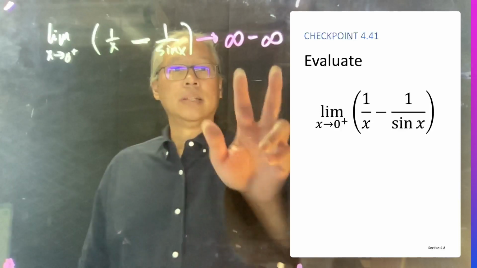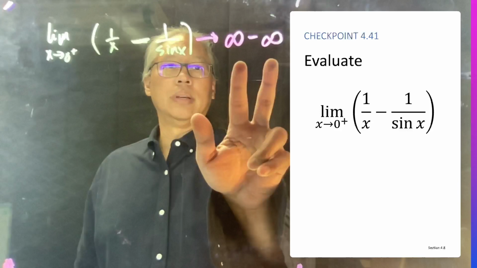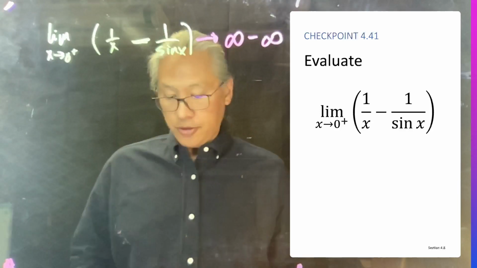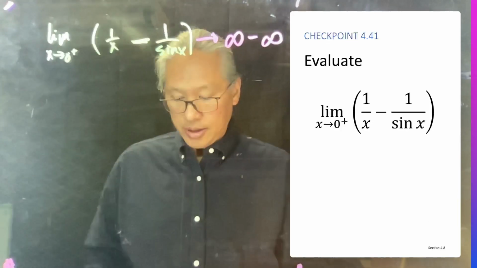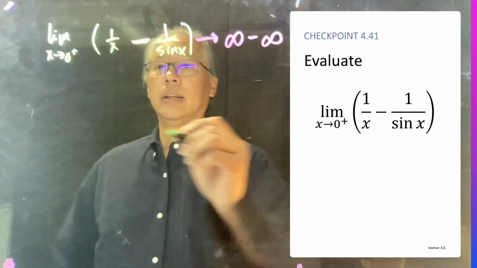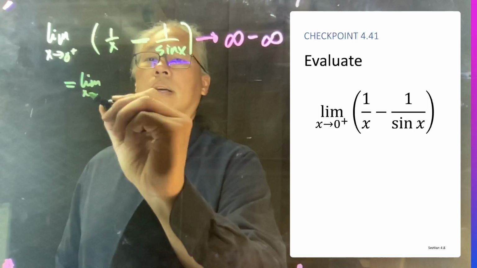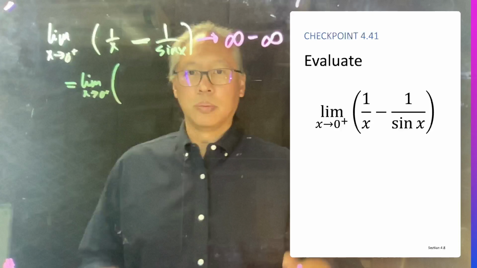Our first step in dealing with indeterminate forms like this would be to first make it into a fraction. And since these are fractions already, we just find common denominators and write it as one fraction, not applying L'Hopital's rule here yet. We're going to take the limit as x approaches 0 from the positive side. And now we're going to apply it.